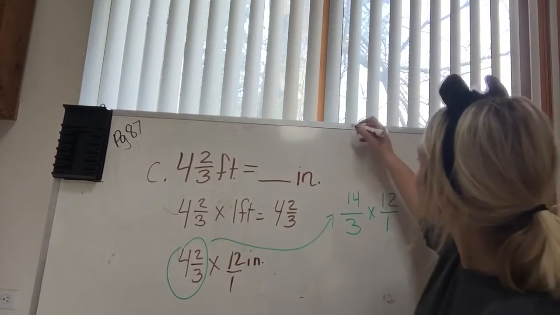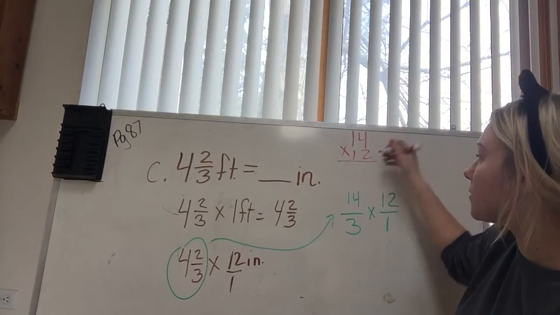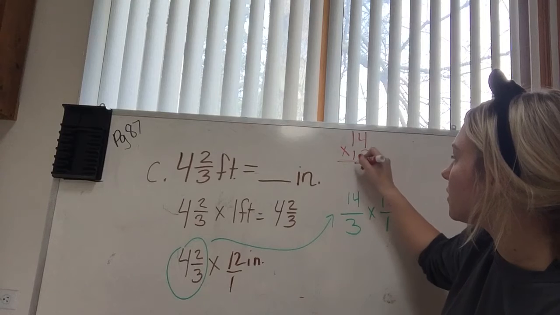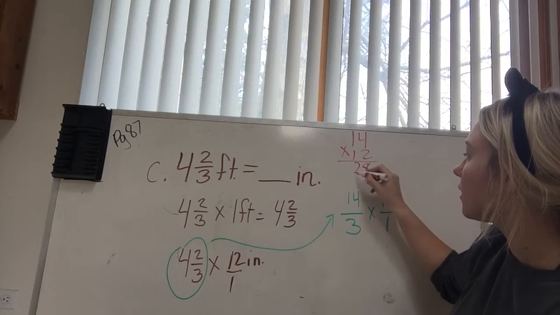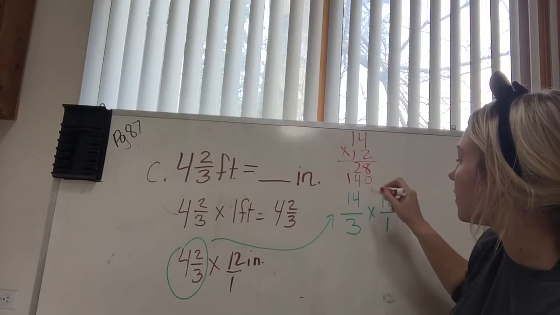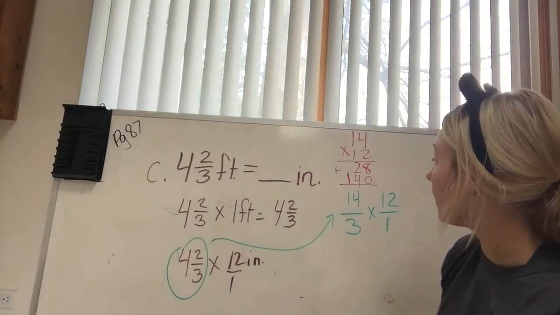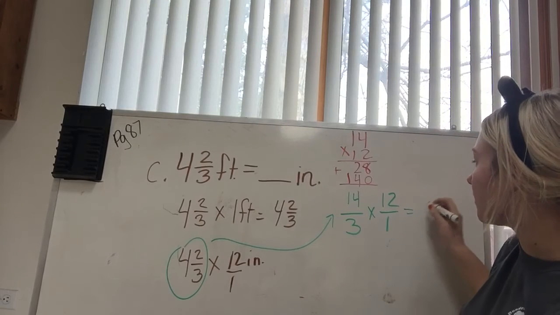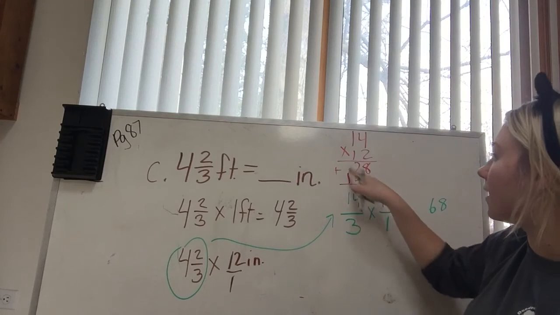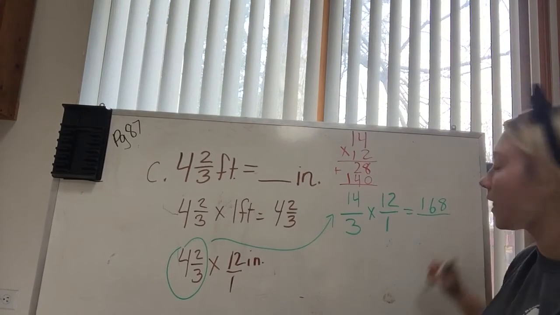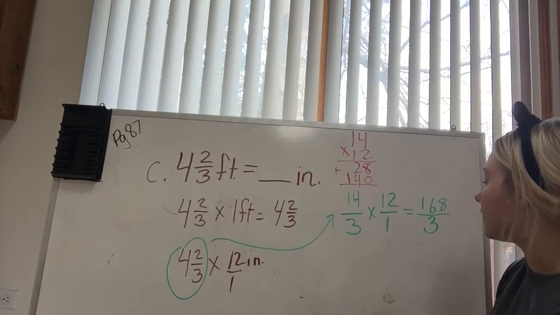Okay, let's restart that. 14 times 12. I did 2 times 4 is 8, and I did 2 times 1 is 2. And then I added a 0 before I moved on to 1 times 4. That's 4, and then 1 times 1, that's 1. So I'm going to add these together. 8 plus 0 is 8. 2 plus 4 is 6, and then 0 plus 1 is 1. 168, and then 3 times 1 is 3.